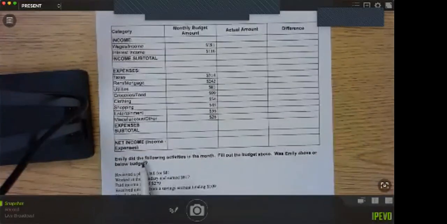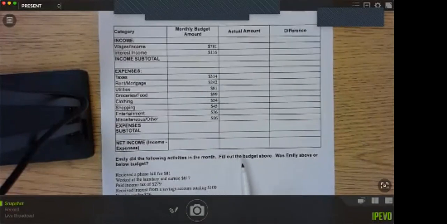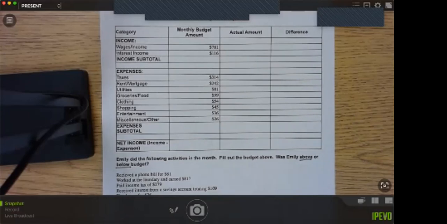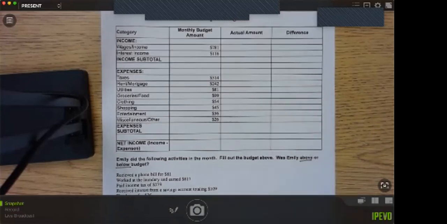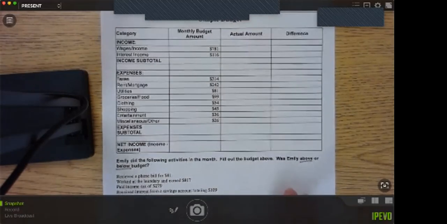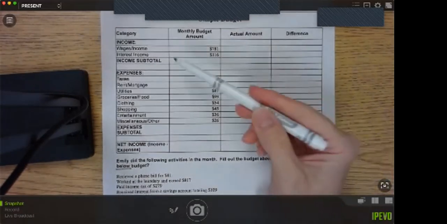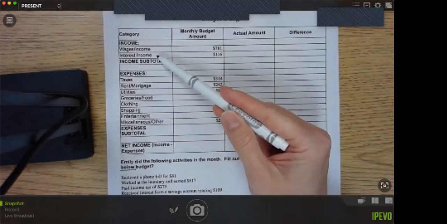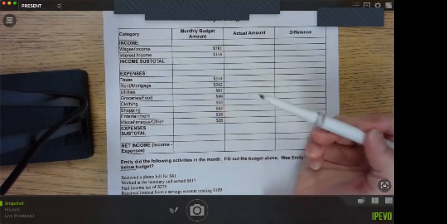So Emily did the following activities in the month. Fill out the budget above. Was Emily above or below budget? Did she go over her budget or was she under her budget? So over and under is what we're gonna see here. Here's her wages from her income and interest, okay?